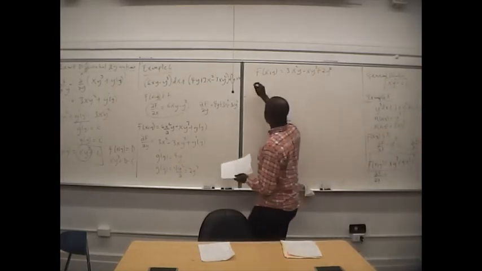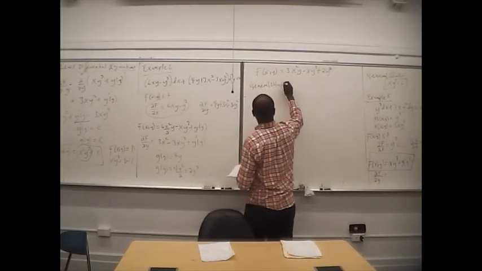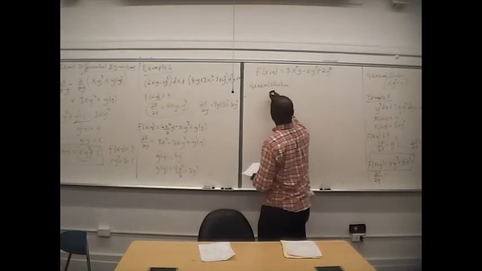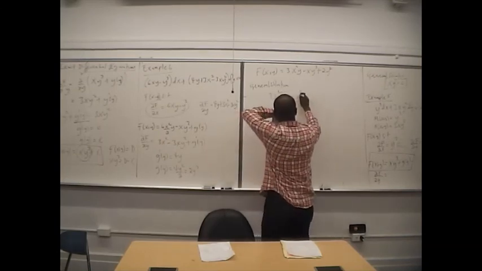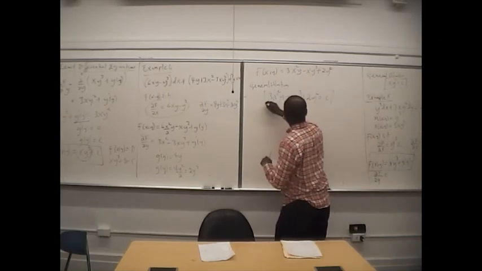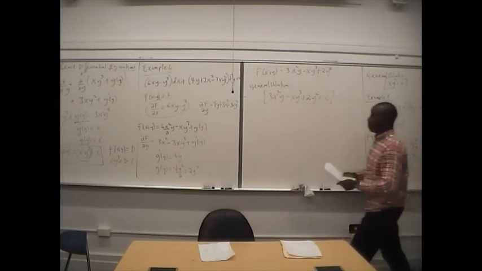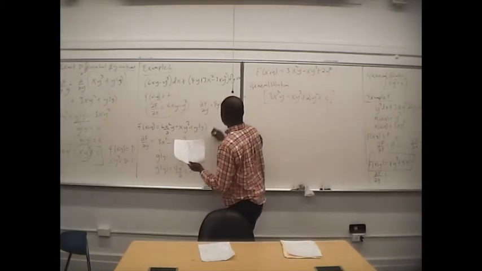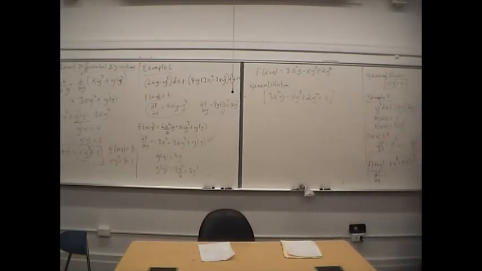And so the general solution is that set to a constant: 3x squared y minus x y cubed plus 2y squared equal to a constant. That's my general solution. This comes from setting these guys equal to each other and comparing terms.